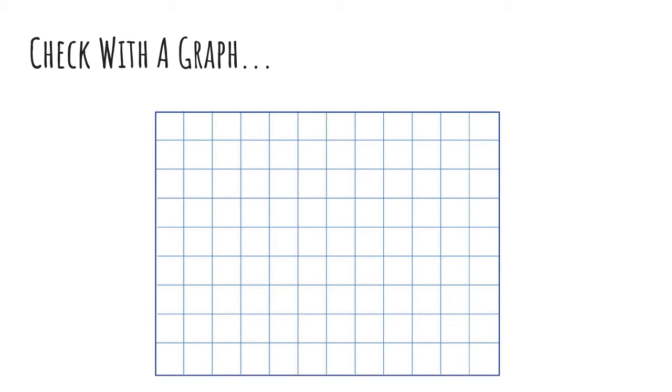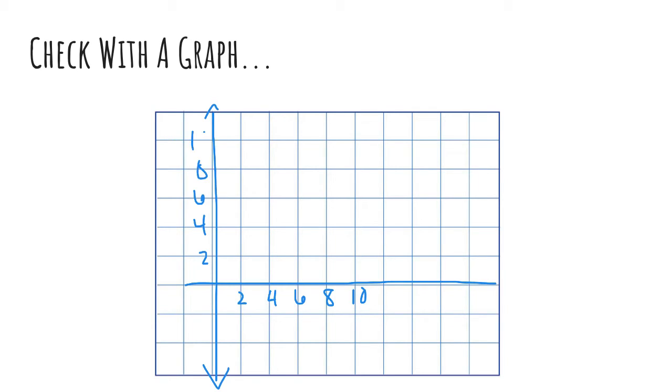So let's check this with a graph. So I'm going to offset this a bit, I believe, like this. So let's count by 2s, maybe 2, 4, 6, 8, 10, and 2, 4, 6, 8, 10.